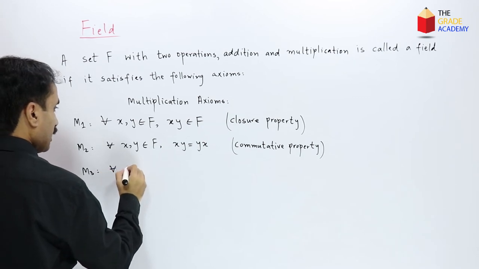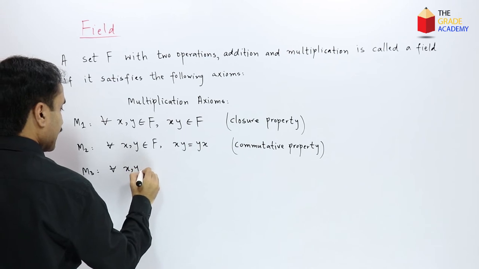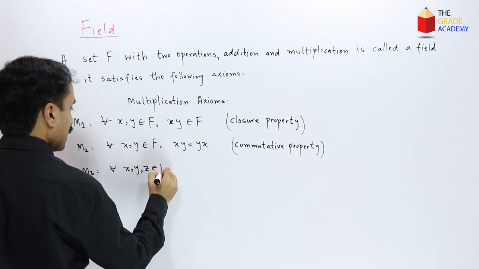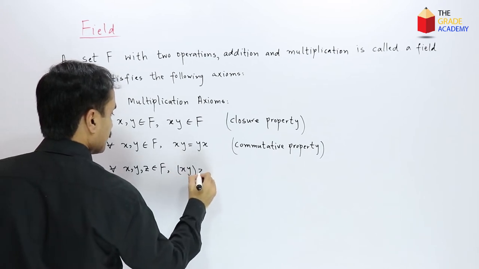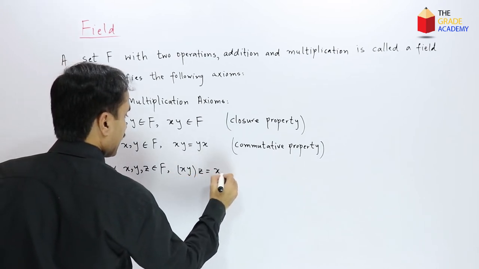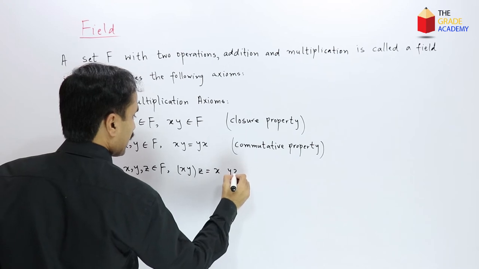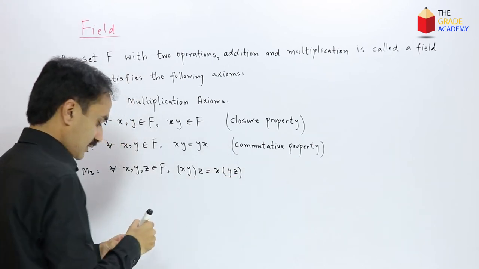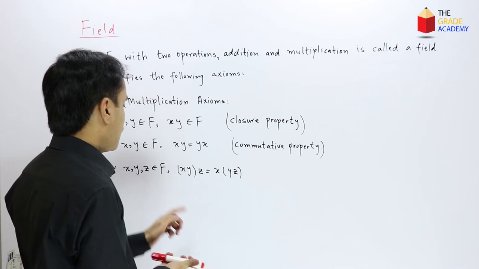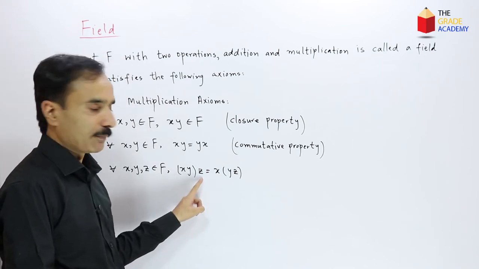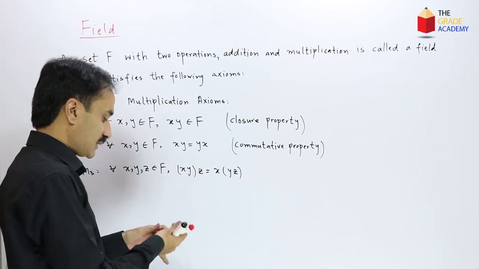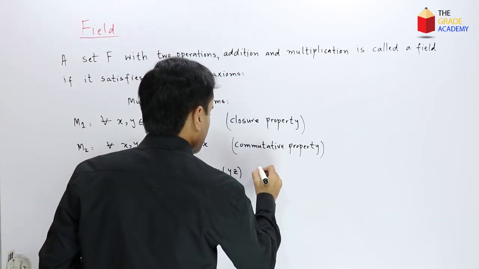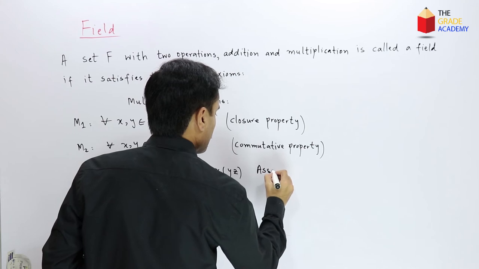And the third multiplication axiom is, for all x, y, and z belonging to F, (xy)z is equal to x(yz). So it means if we have a product of three numbers, then the order of multiplication is not important. So this is called the associative property of multiplication.